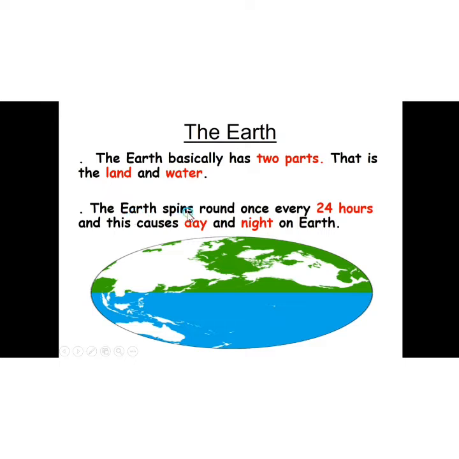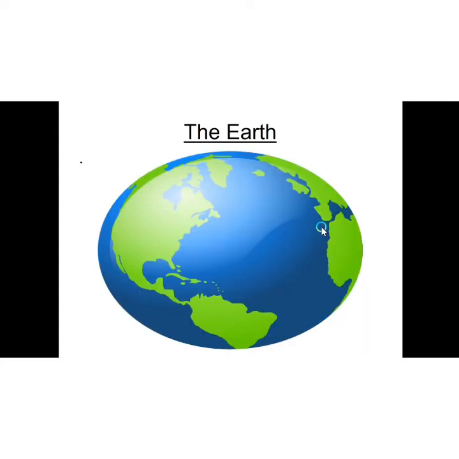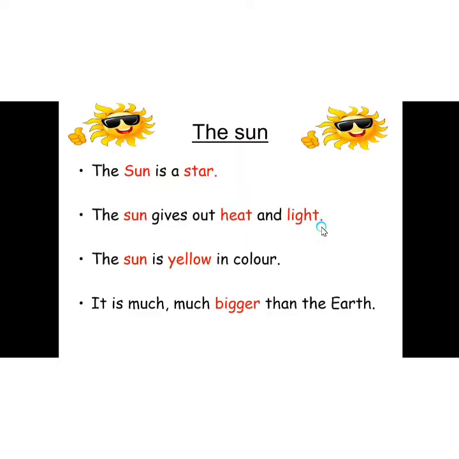The Earth spins round once every 24 hours, and this causes day and night on Earth. So I'm going to send you a link, a video, so you understand better. Now this is your Earth. Remember, we talked about Earth. We have even touched the Earth. Remember, we saw Qatar, we saw different countries, okay? So now we're going to talk about the Sun.